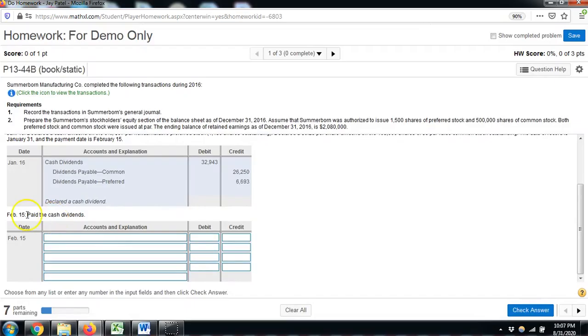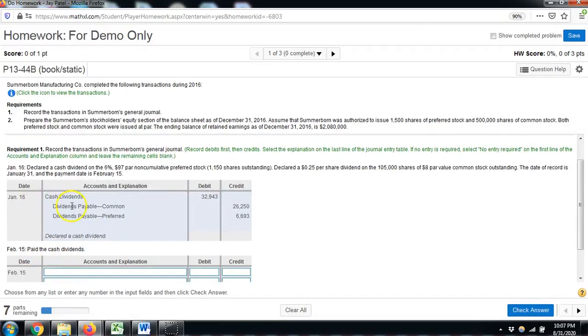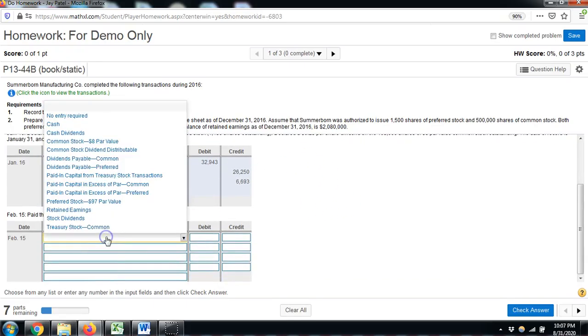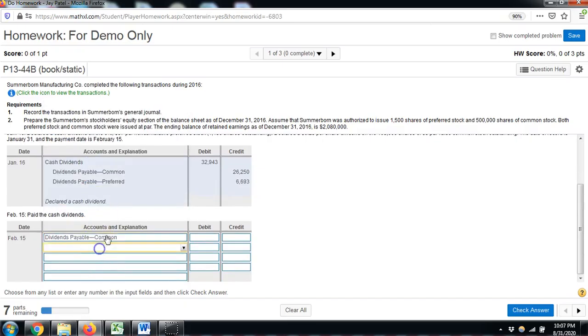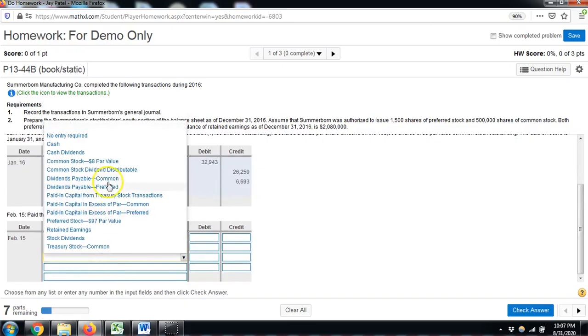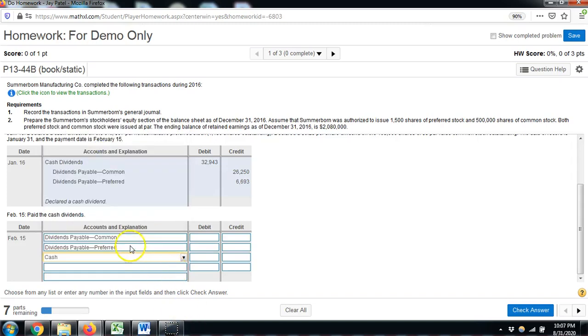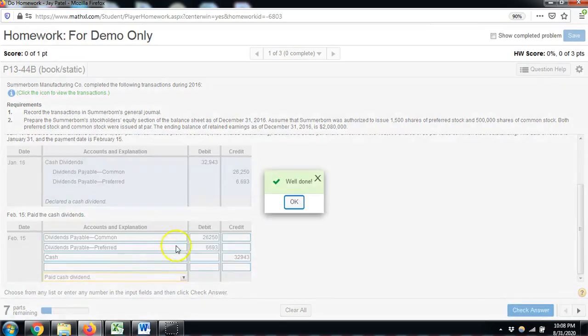So next we're going to pay the cash dividend. So basically these dividend payables are going to get cleared out and we're going to pay out the cash. So we pick our accounts. We're going to have our two liabilities that we're going to clear out and the cash. Paid cash dividend. Okay.